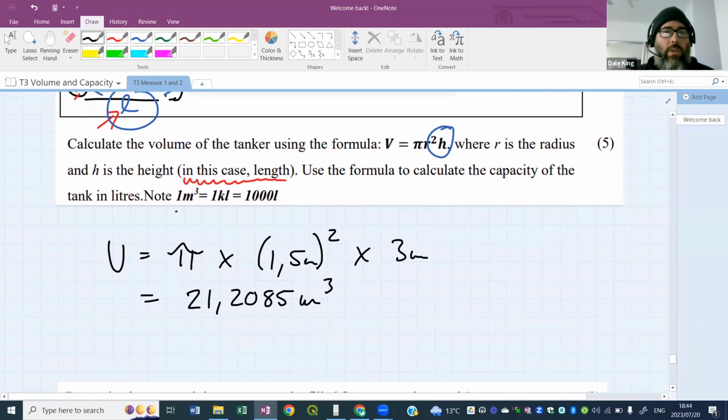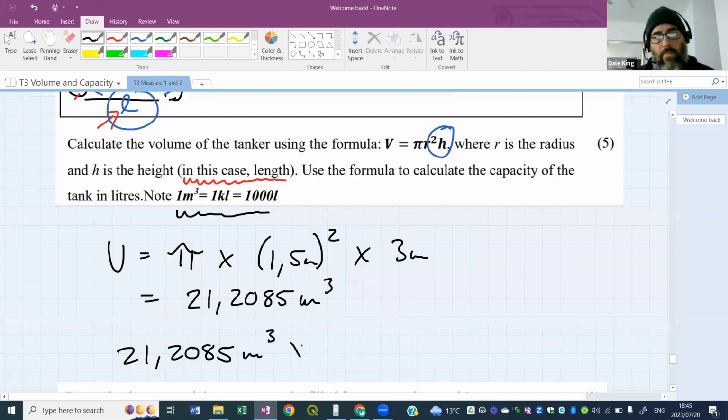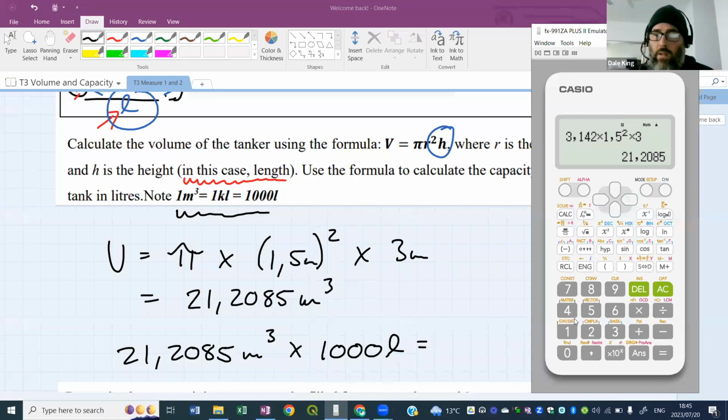Now they give me a conversion here. I need to get to liters. Every 1 cubic meter is 1,000 liters. I've got 21 cubic meters, and every one of those is 1,000 liters. So I need to times this by 1,000. Take my answer and times it by 1,000.